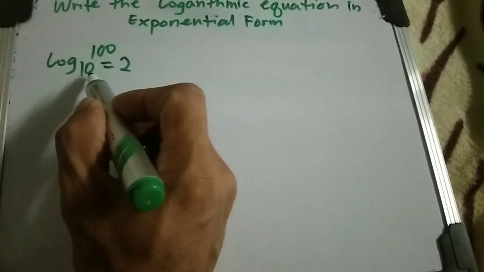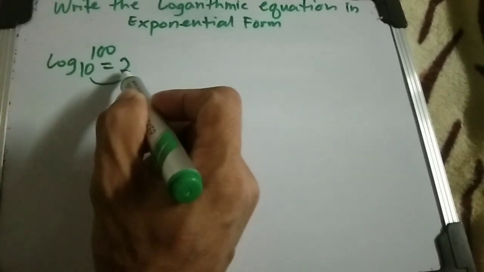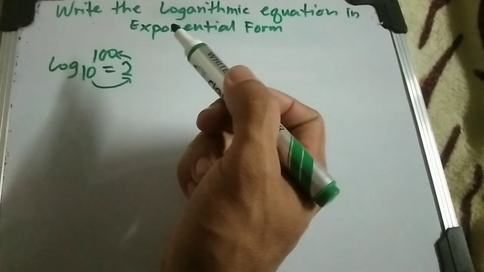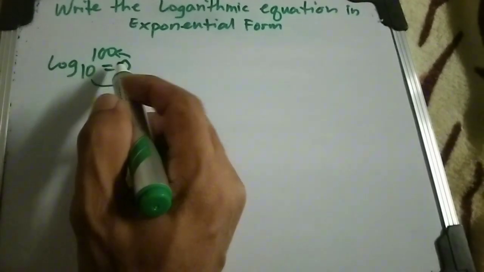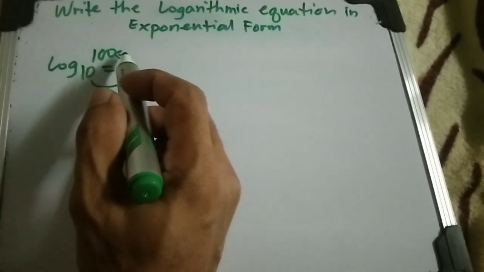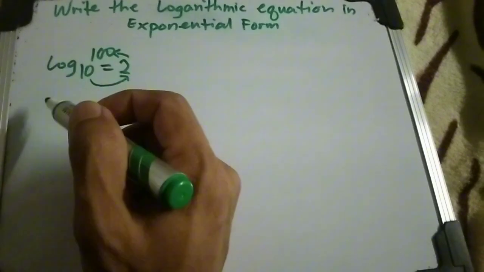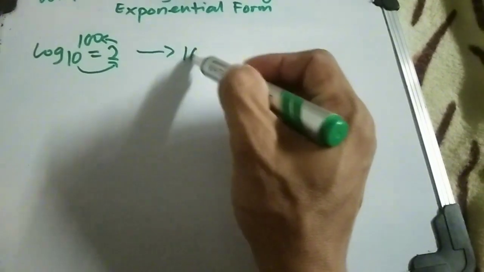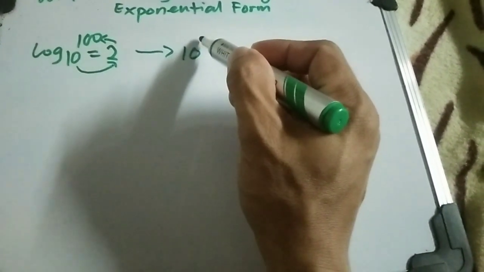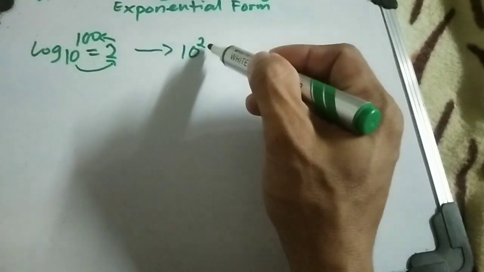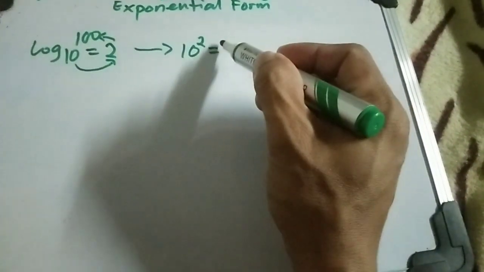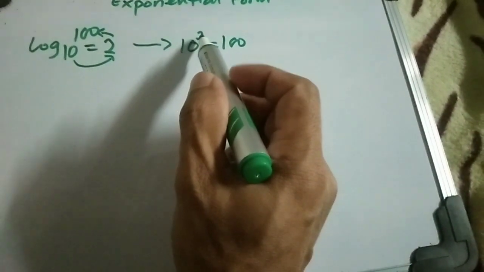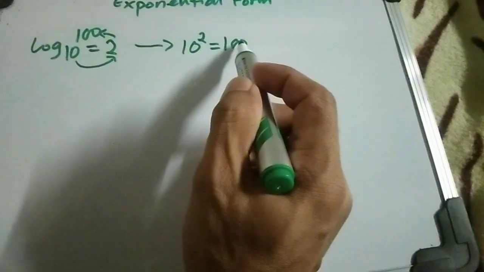Ito yung 10, ito yung ating base. Ito yung ating exponent, yung 2. Ito yung ating number. Okay? So, 10 raised to power of 2 equals 100. So, sa exponential form, ganito po siya: 10 yung base, yung exponent natin ay 2, then ang ating equals, number, ay 100. Okay? So, power of 2, 10 times 10, that is 100.